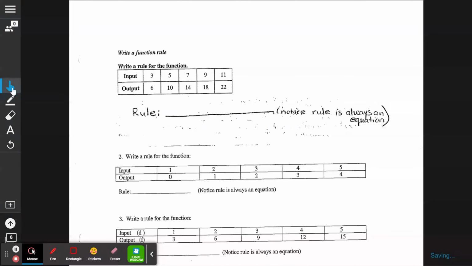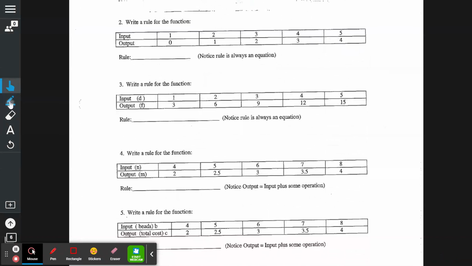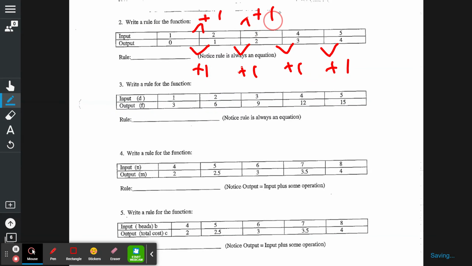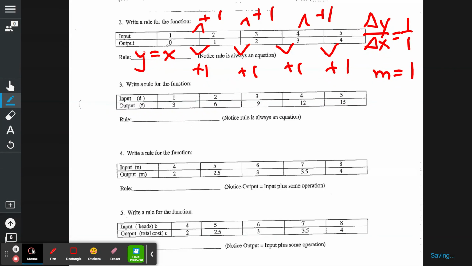So let's look at number 2. I look at my change in y, that's plus 1, plus 1, plus 1, plus 1. My change in x is plus 1, plus 1, plus 1. So my change in y over my change in x is 1 over 1, which is 1. So my multiplier is 1. So I write y equals x. Now I could write 1x, but we know that's not necessary, so I'm not going to.